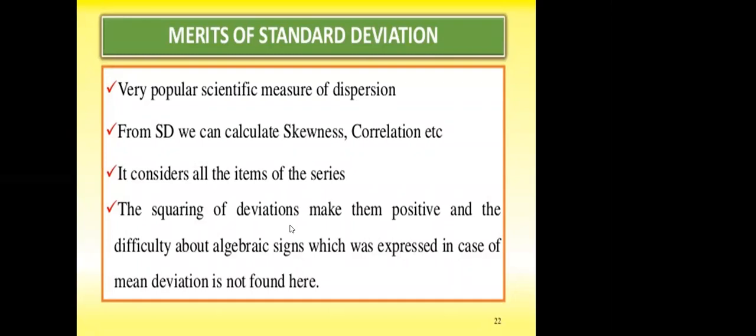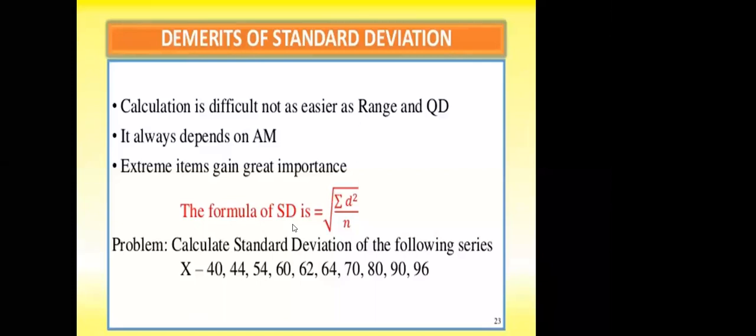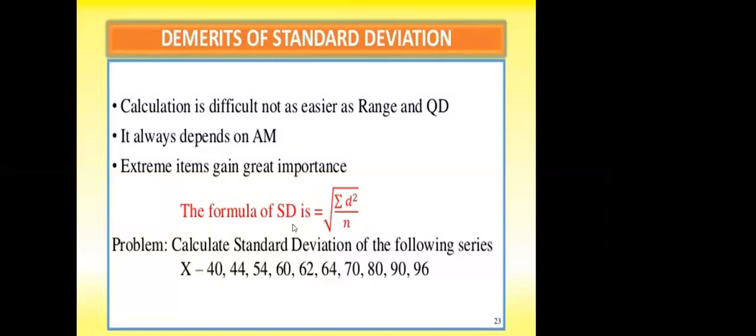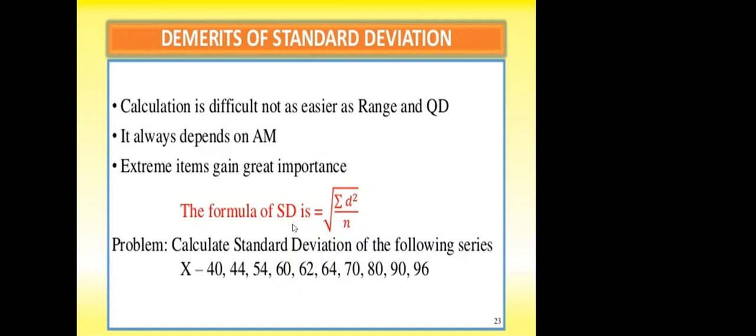On the other hand, the demerits of standard deviation: it is difficult to calculate, not as easy as range and quartile deviation. As compared to quartile deviation and mean deviation, it is difficult to understand. It gives more importance to extreme observations. It always depends upon the arithmetic mean, AM. Extreme items gain great importance.